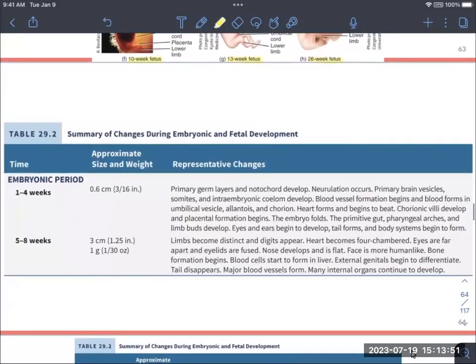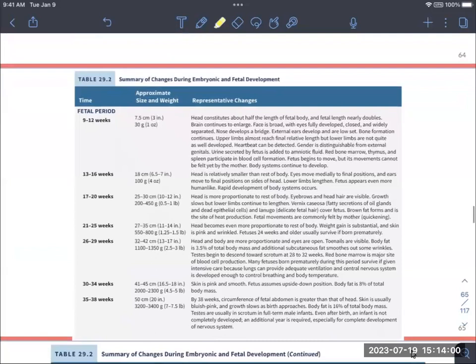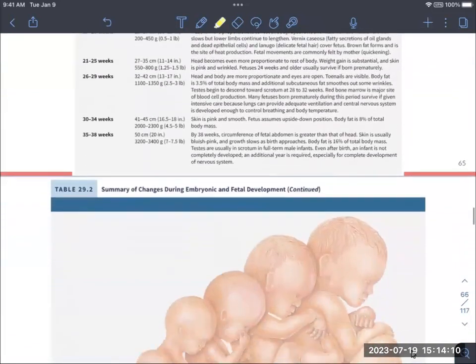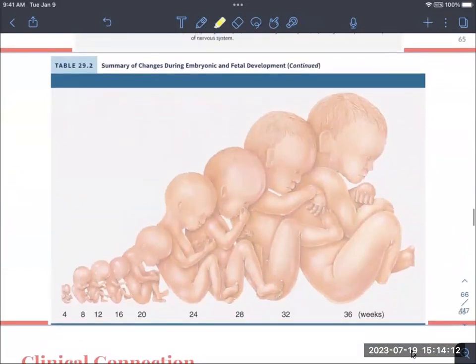So these charts are nice. They go through the main things that happen during these different stages, these different parts of fetal periods, the size and weight approximately, average. And this chart shows from 4 weeks to 36 weeks what this growing embryo and fetus are looking like.